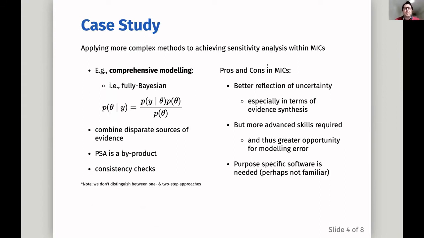So we applied a case study and it was basically used. Is that background noise disturbing? I apologize about that.